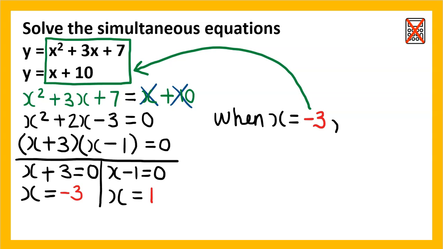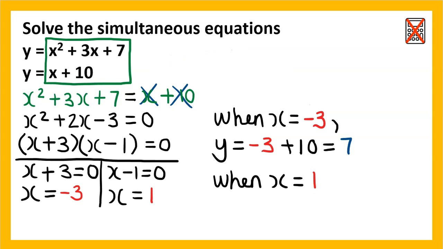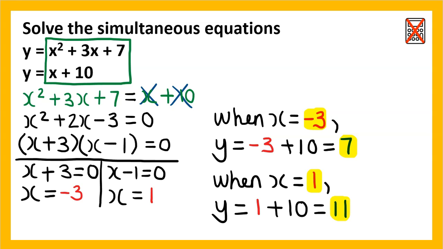Y is equal to x plus 10, so therefore y would be equal to negative 3 plus 10, which is 7. And when x is equal to 1, y would be equal to 1 plus 10, which is 11. Therefore, our solutions are when x is negative 3, y is 7, and when x is 1, y is 11.